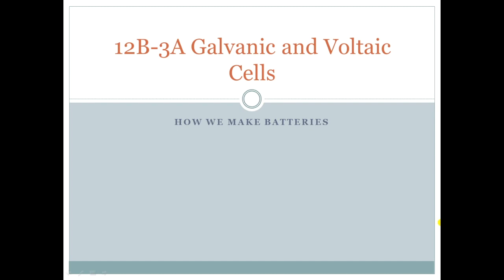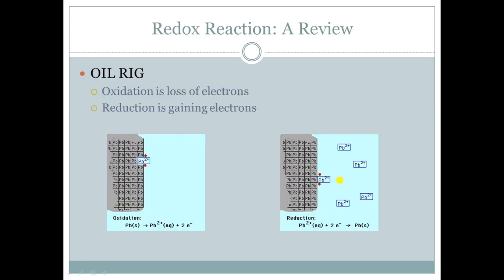So today we're going to be talking about galvanic and voltaic cells, also known as how we make batteries. So we talked earlier this year about redox reactions. Remember, redox is short for oxidation and reduction. Oxidation is loss of electrons, reduction is gaining electrons, which you should remember from the mnemonic OIL RIG.